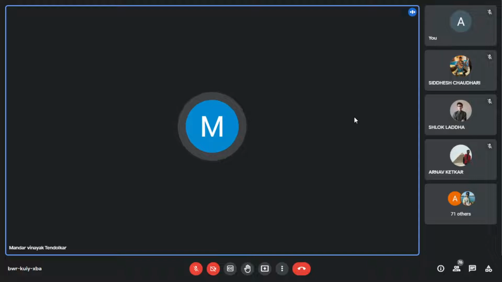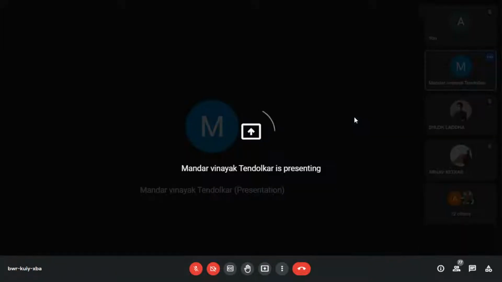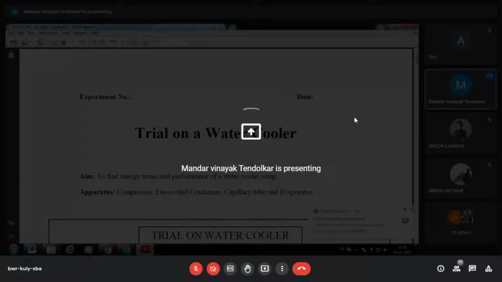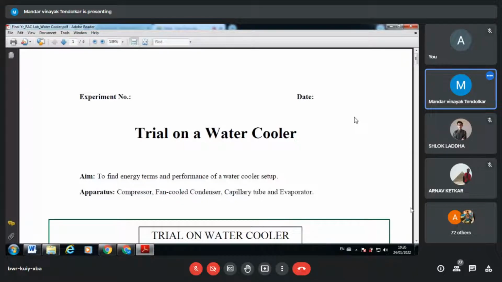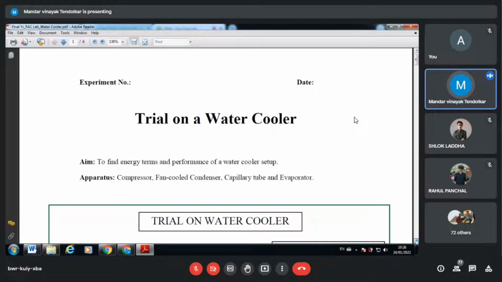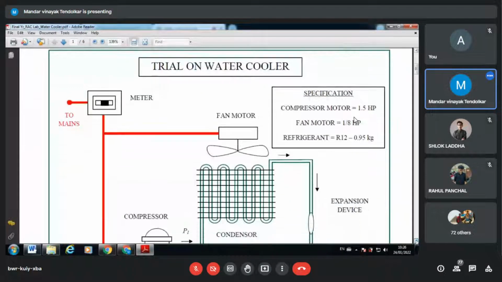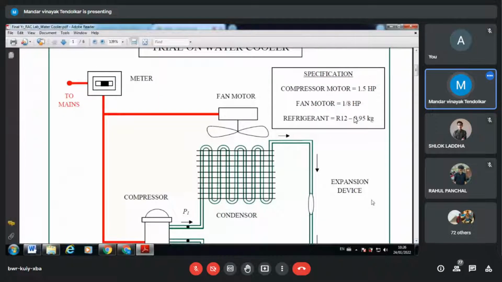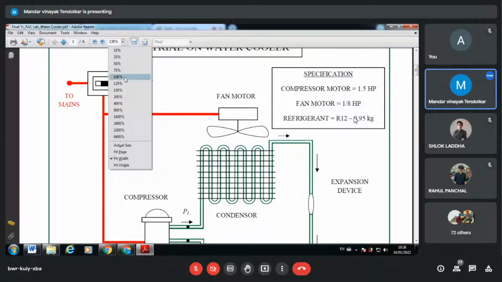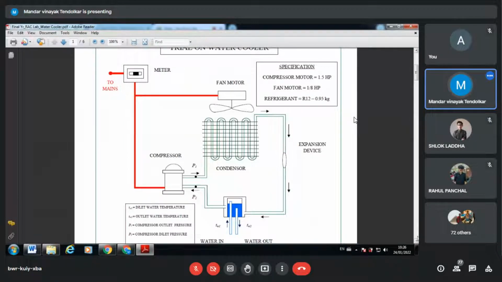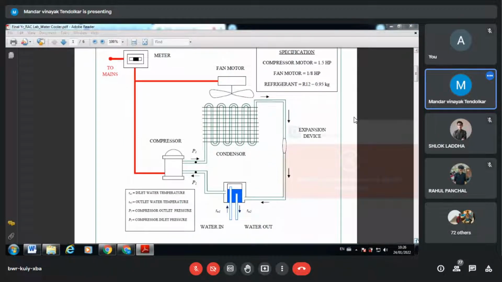So I will here share the screen for our experiment part. Can you see this? Yes, sir. Good. So, trial on a water cooler. So I will show you the same setup over here. So you can see, or should I reduce slightly? I think this is better. Yeah, fine.